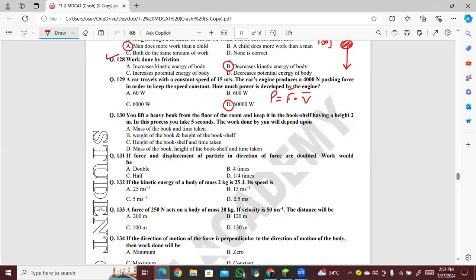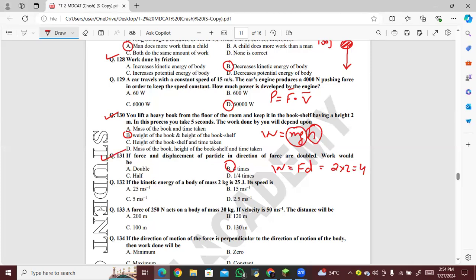If you lift a heavy book from the floor of the room and keep it in the bookshelf having height 2 meter, work done will depend upon the weight of the object and the height of the shelf, because the work done is equal to mgh. When you lift the body, the work done appears in the form of potential energy. If force and displacement of particle in the direction of force are doubled, work done would be 4 times, because work done equals F times d. So when both are doubled, 2 multiplied by 2, it becomes 4.